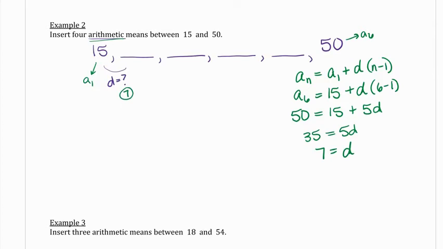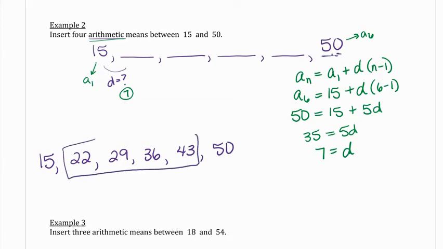So to get our next terms, we just have to add 7 every time. So 15 plus 7, let's kind of rewrite them down here. So we started with 15. If I add 7, that gives us 22. And then if I add 7 again, I get 29. If I add 7 again, I get 36. If I add 7 again, I'll get 43. And if I add 7 again, I get to 50, which is what we wanted to get up here, right? So then the means that we inserted would be 22, 29, 36, and 43.